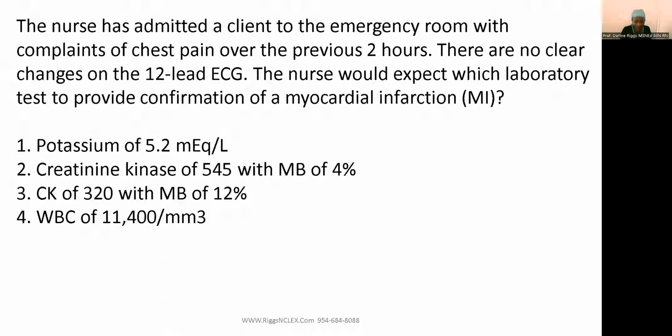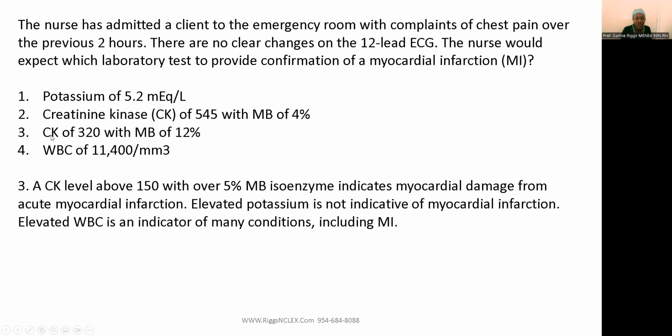We don't diagnose it with the potassium level. We don't diagnose it with WBC. So you should be able to eliminate 1 and 4. So 2 and 3 are really telling you the same thing, but one of them is worse and would be a better confirmation of, for sure, not only cardiac tissue, but greater cardiac tissue. CK, same thing. If you didn't know that, once you're above 150, and they're both above 150, this one is 4%, whereas we have 12%. Great question. So your answer is 3, CK of 320 with MB of 12%.